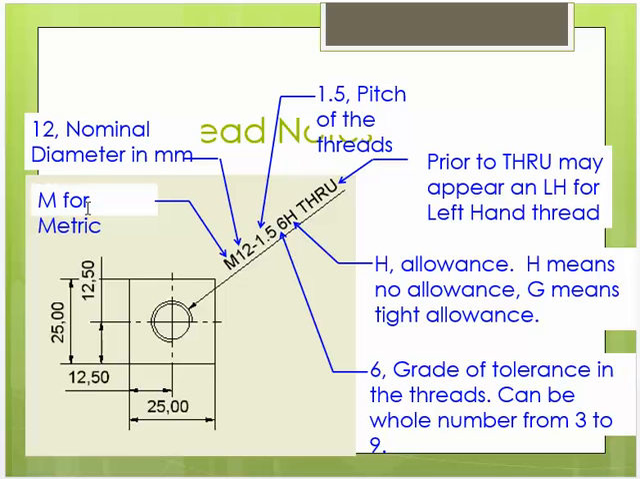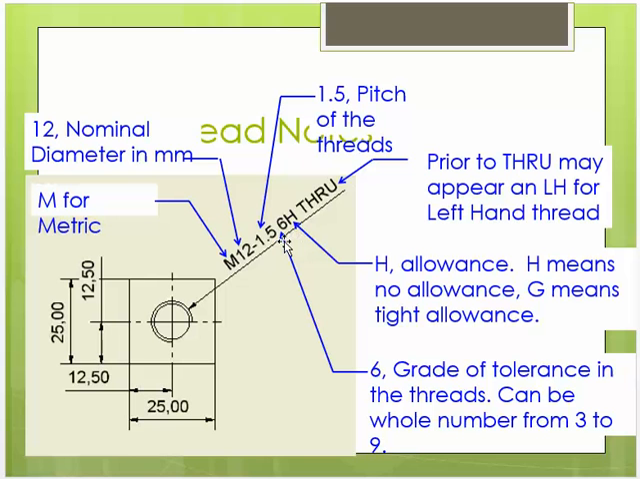Okay, on here then. M12. This is for the metric system. M is for the metric. 12, the nominal diameter, telling it's a 12. 12 millimeters, I believe, is what that stands for. 1.5. This gives us the pitch of the threads, 1.5.